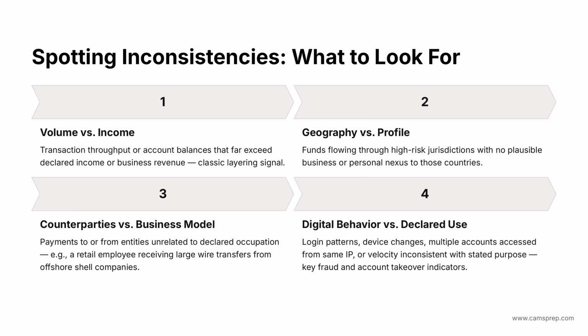Third, counterparties versus business model. Payments to or from entities unrelated to the declared occupation. For example, a retail employee receiving large wire transfers from offshore shell companies. Fourth, digital behavior versus declared use. Login patterns, device changes, multiple accounts accessed from the same IP address, or velocity inconsistent with the stated purpose. These are key fraud and account takeover indicators.